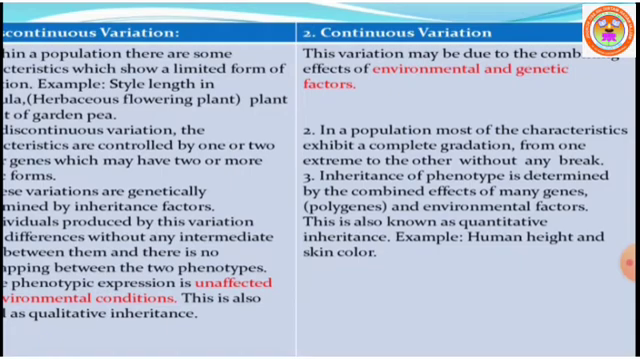Inheritance of phenotype is determined by the combined effects of many genes, which we call polygenes, and environmental factors. Polygenes means more than one gene. This is also known as quantitative inheritance. Hence, continuous variation is also called quantitative inheritance. Height in humans and skin color in humans are very good examples for quantitative inheritance.